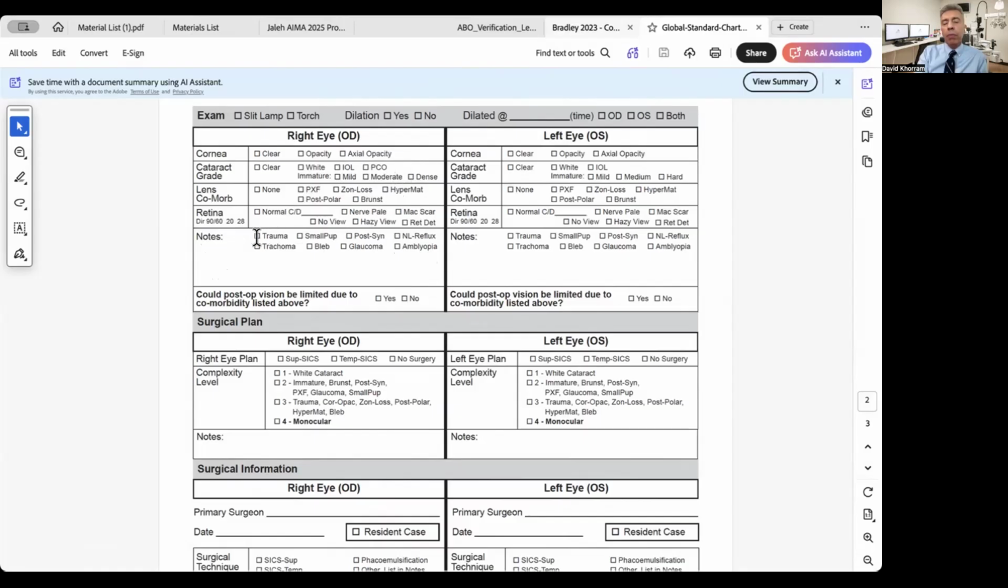Now, here in the notes, there's space to write any notes that you need to write. And there's some check boxes that are easy to just check off if there's trauma, history of trauma, a small pupil, posterior synechiae, history of trachoma that's affecting the current findings. If there's a glaucoma bleb, which is critically important for the surgical planning, if there's a history of glaucoma or amblyopia. And this one is significantly important if there's any nasolacrimal duct reflux.